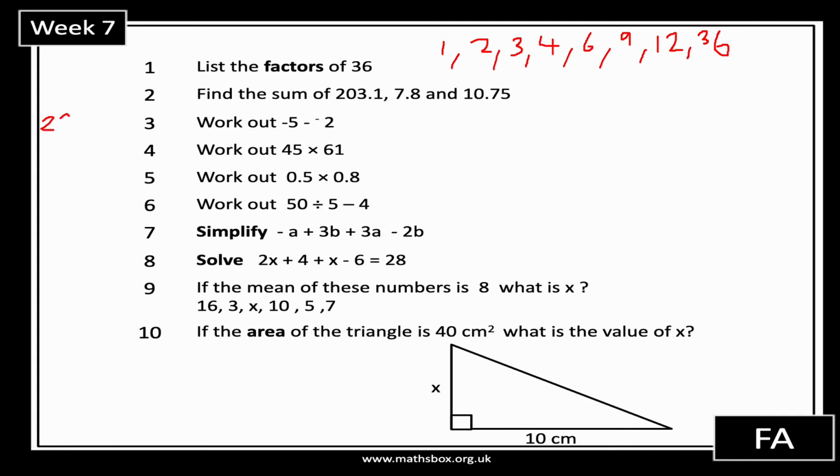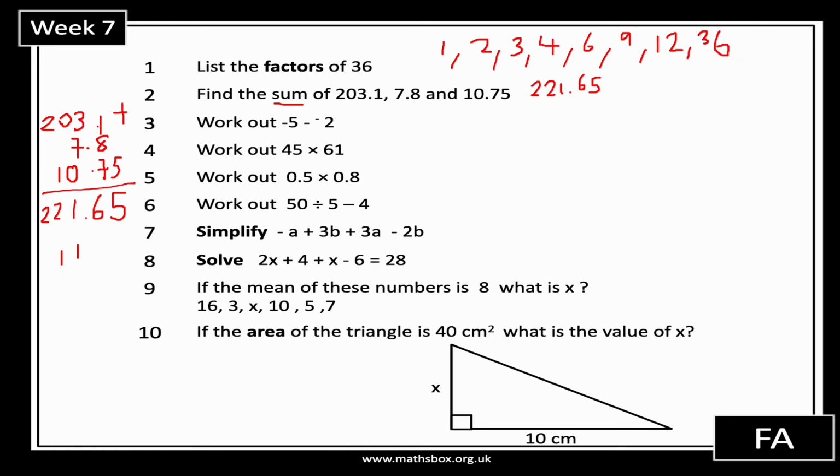So sum means adding together. 203.1 plus 7.8 plus 10.75. So again, make sure that we put everything under the correct place value. 5 goes there. 1 plus 8 is 9. 9 add 7 is 16. 3 add 7 is 10. Add the 1 is going to be 11. 0 add 1 is 2. And then I've got 2. So the answer is 221.65. So the word sum means that I add together.